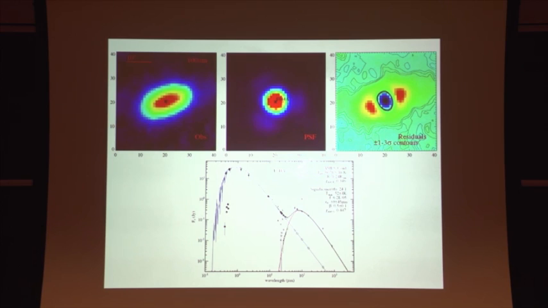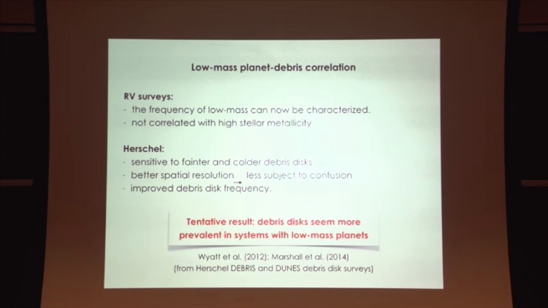And so there was tentative evidence that debris disks are more common in systems with low mass planets, using the two key surveys done by Herschel, DEBRIS and DUNES.